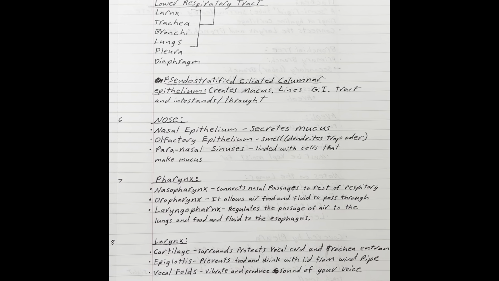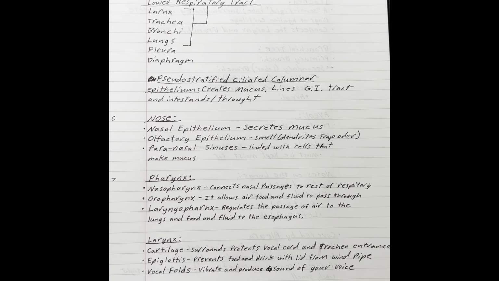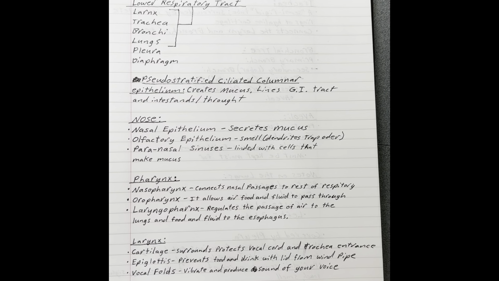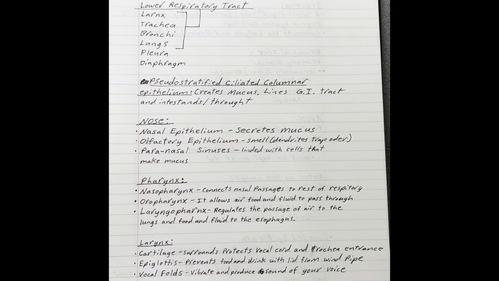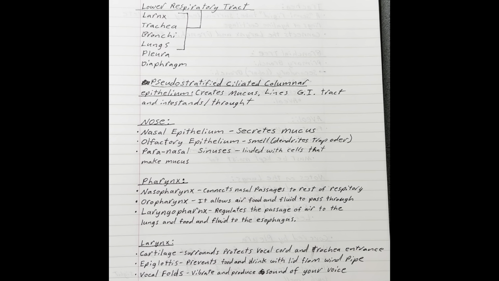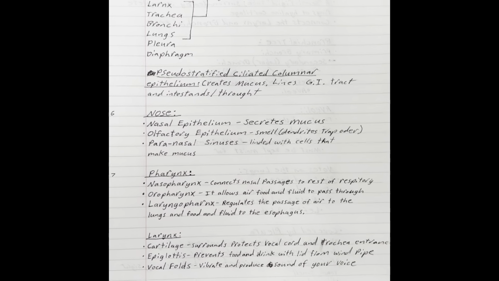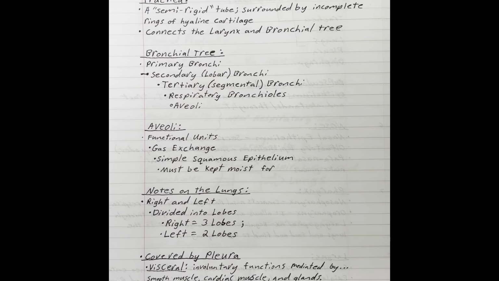Epiglottis prevents food and drink from entering the windpipe with its lid. Vocal folds vibrate and produce the sound of your voice.